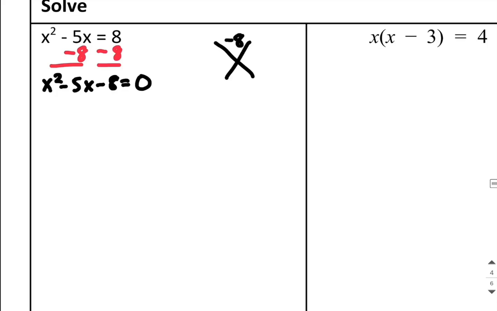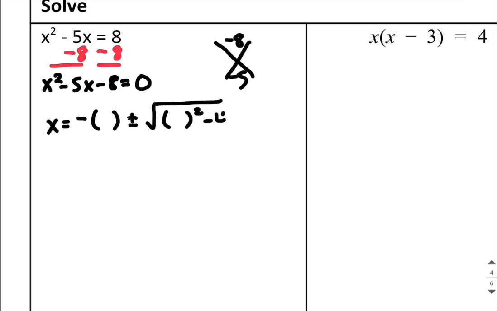I'm looking for two numbers that multiply to -8 and add up to -5. And there are no two numbers that I can think of that fit here. So I'm going to use the quadratic formula. X is equal to negative b plus or minus the square root of b squared minus 4 times a times c all over 2 times a.